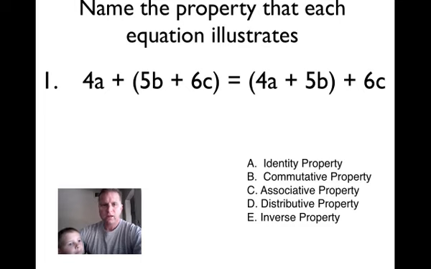Now we want to choose what property this would be an example of. One of the things I look for when I'm trying to decide what property it is, and we're going to choose from these 5 properties: identity, commutative, associative, distributive, or inverse. So I'm looking to see, does the order change here? It's 4A, 5B, 6C on the left. It does not change. So the order doesn't change. What changes is the parentheses, who they're hanging out with.